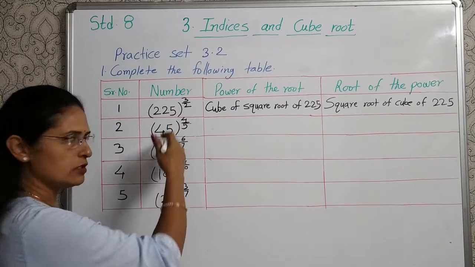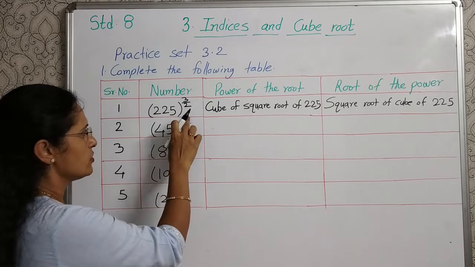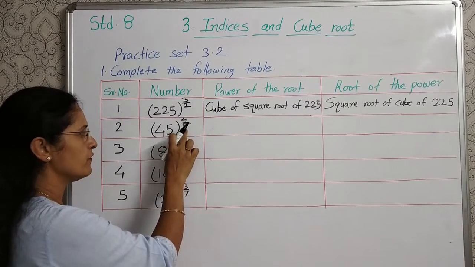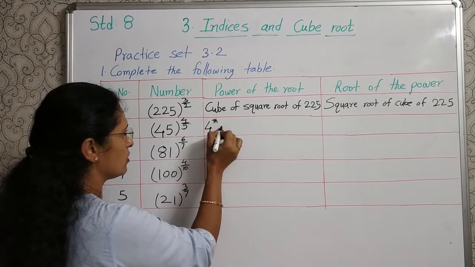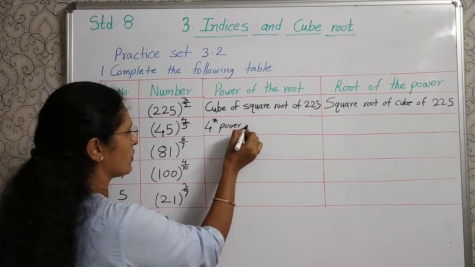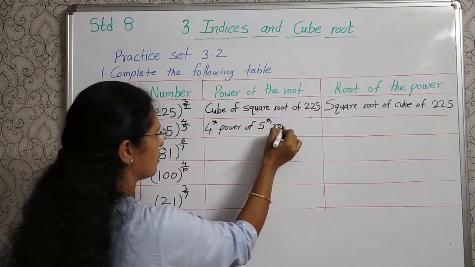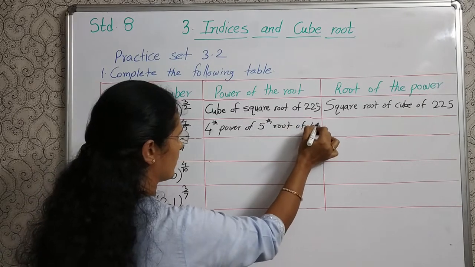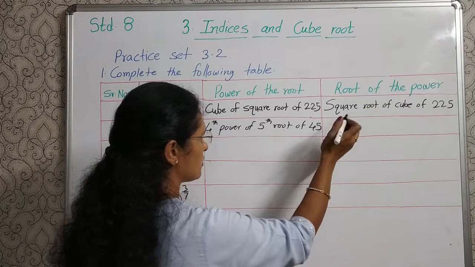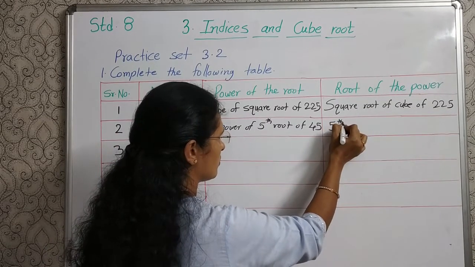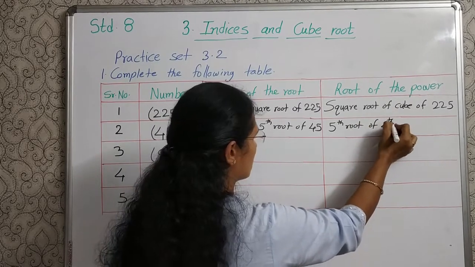So we'll write for the remaining numbers. So first here it is 4th power of 5th root of 45. And now this side we'll write root first. So 5th root of 4th power of 45.